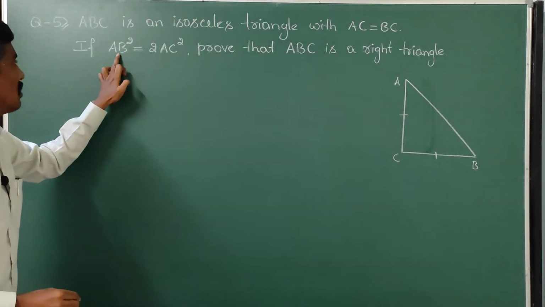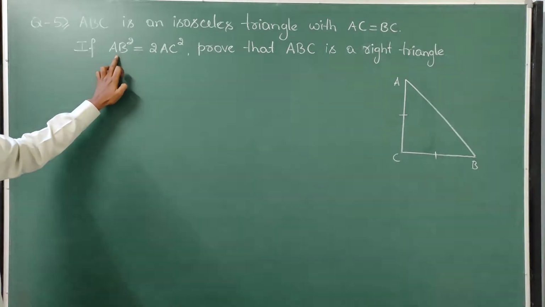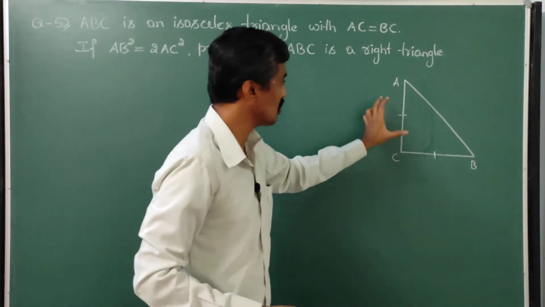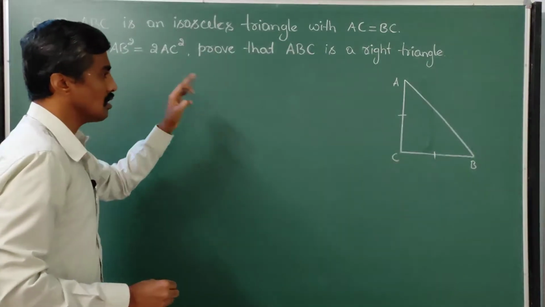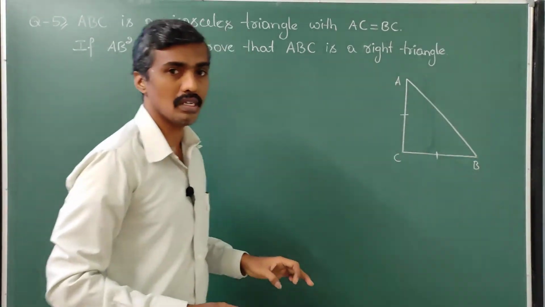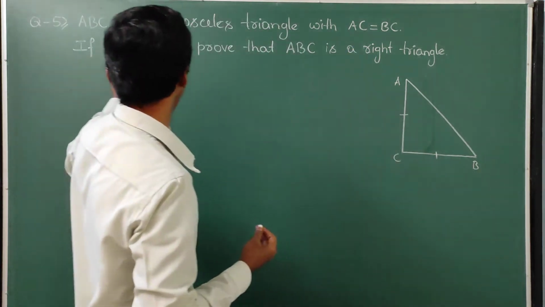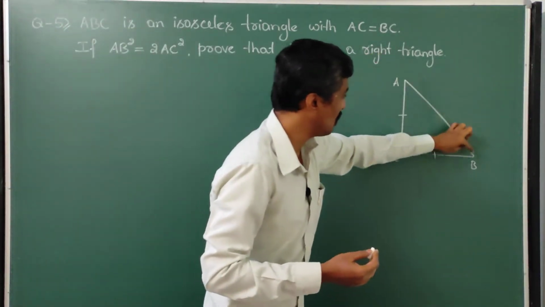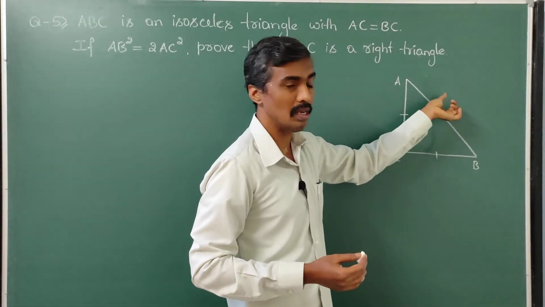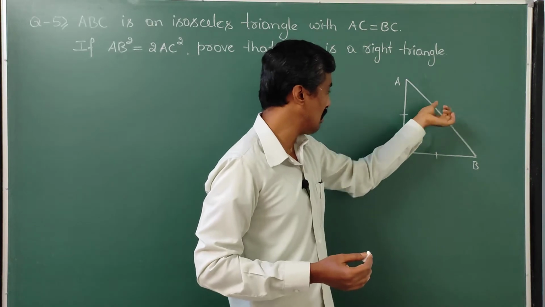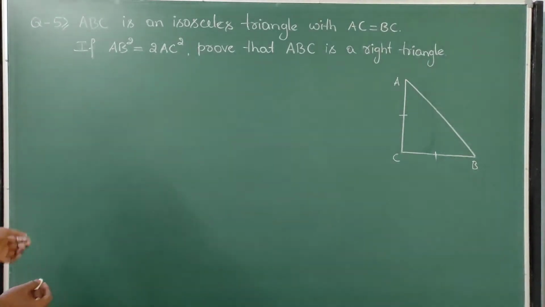Here we are given two data: AC is equal to BC, that we marked, and the second one is AB square is equal to 2AC square. By using these two data we have to prove that ABC is a right angle triangle. That means one of the angles should be 90 degrees. So where is it 90 degrees? Given that AB square is 2AC square, AB is the biggest side compared to the other two sides, so we treat it as the hypotenuse. The angle opposite to the hypotenuse, in this case, is C. So we have to prove that angle C is 90 degrees.